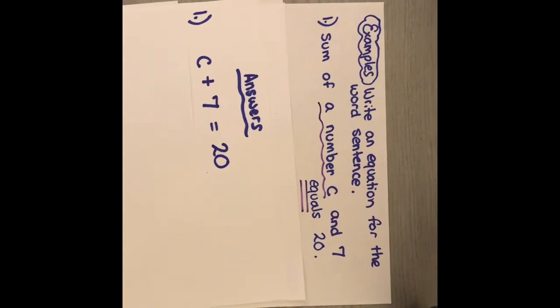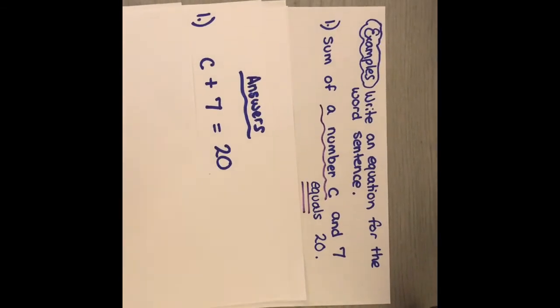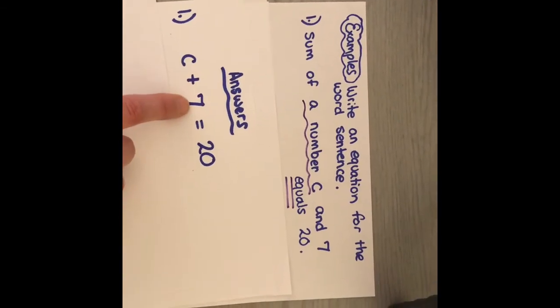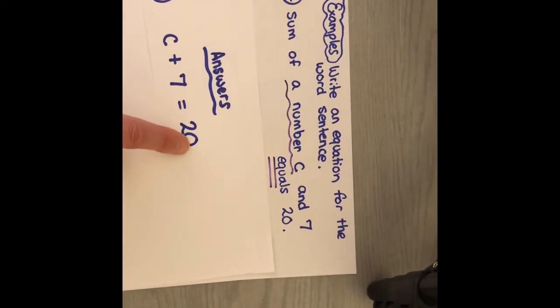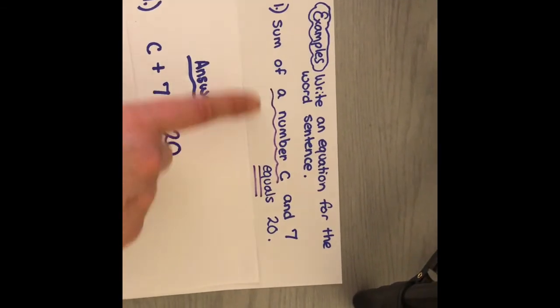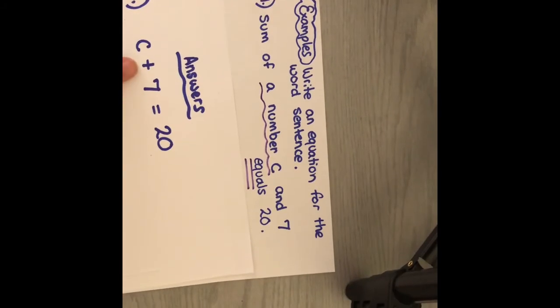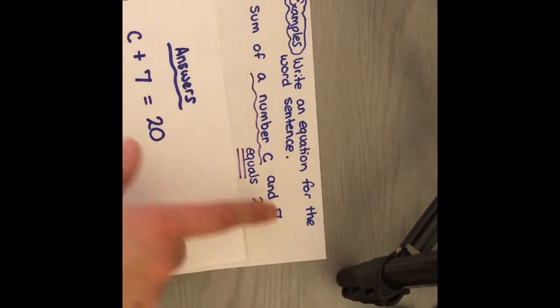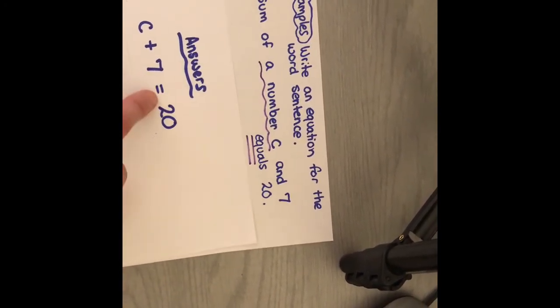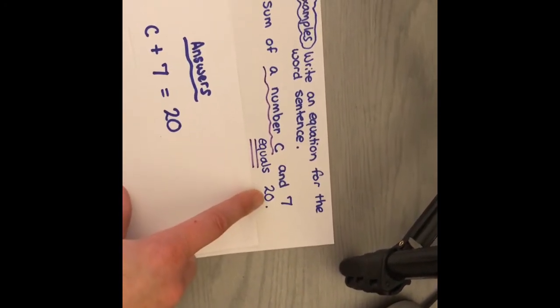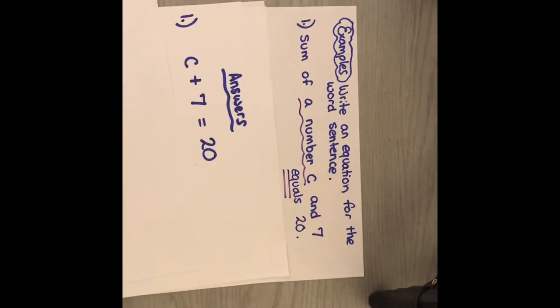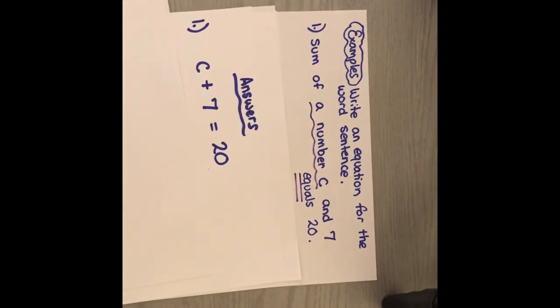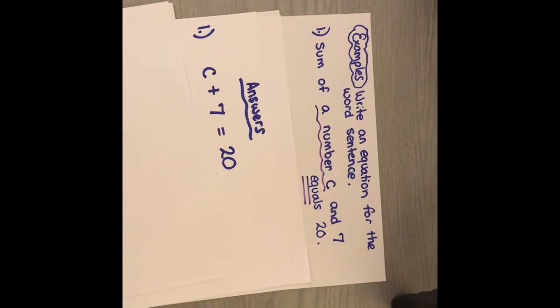And I'm going to show you the answer so you have something to go by for the other ones. So here's the answer. You would have c plus 7 equals 20. That's an equation. That's what I get from here. So the sum tells me I'm adding a number c and 7, that's c plus 7. Equals is where my equal sign goes, and then 20. So that's how you would do that. Okay, I'm going to give you a couple more and see if you can do those on your own, and then we'll go through the answers.